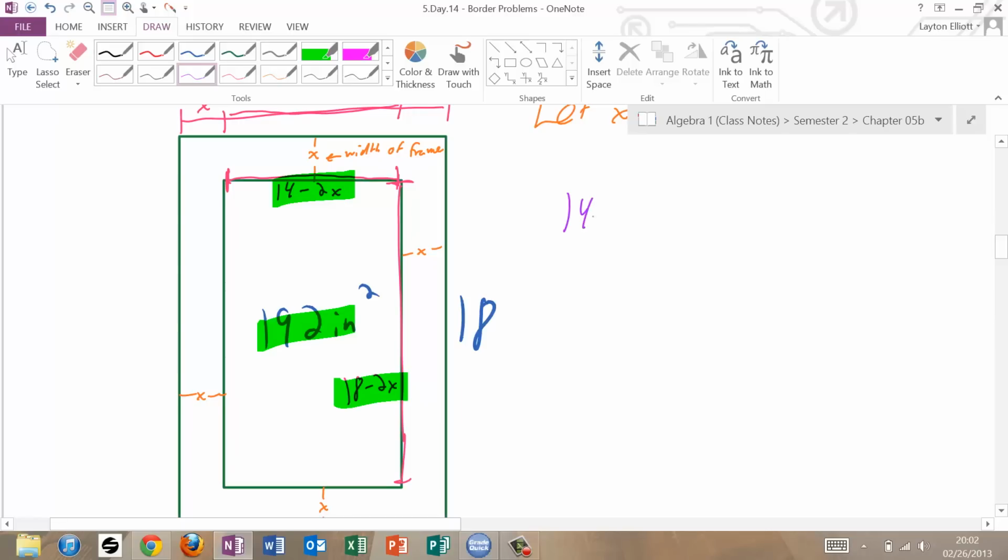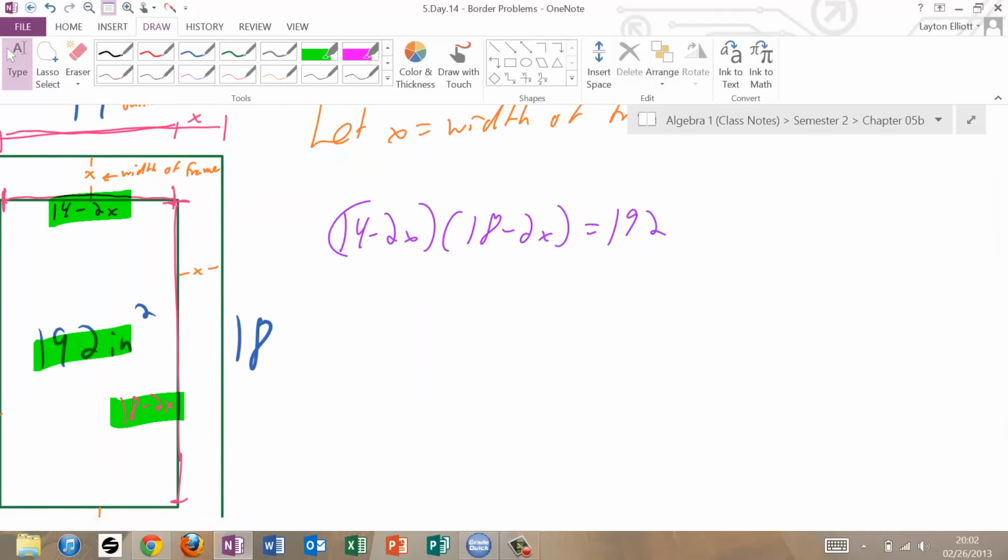So (14 minus 2x) times (18 minus 2x) is equal to 192. If you're clever, you could take a 2 out of both of those and divide both sides, so your FOILing is going to be easier. Or you could FOIL it now. I'm going to keep things just a little bit easier for us right now, just because I know we're working up to this. So I'm just going to FOIL this right now.